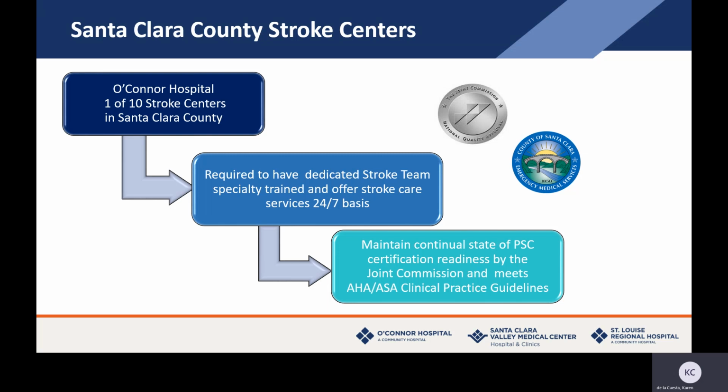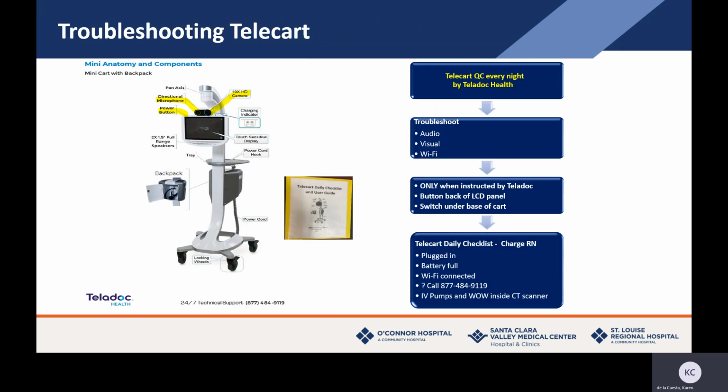All of the hospitals who are stroke certified are required to have stroke services that are available 24/7. And we are required to maintain a continual state of primary stroke center certification readiness by the Joint Commission and meet the American Heart, American Stroke Association clinical practice guidelines. And all of these metrics, measures, standards, providing and offering the latest evidence-based care, whether that's permissive hypertension, statin, aspirin, etc., are all based on the guidelines, and those are built into our order set. So that becomes our protocol.